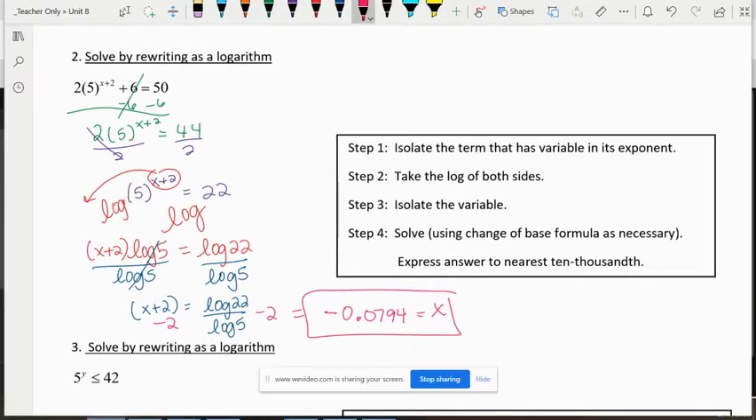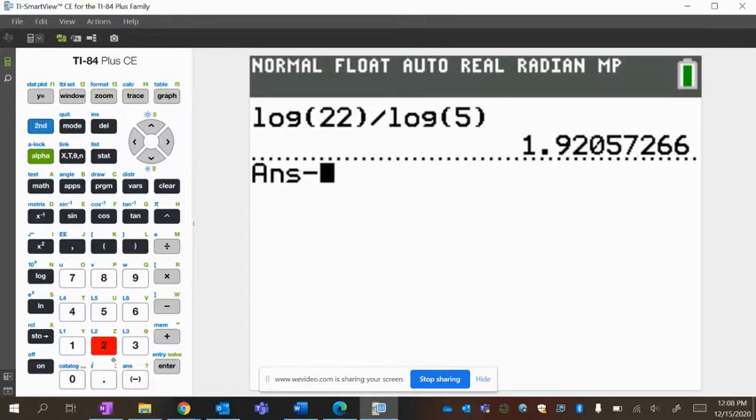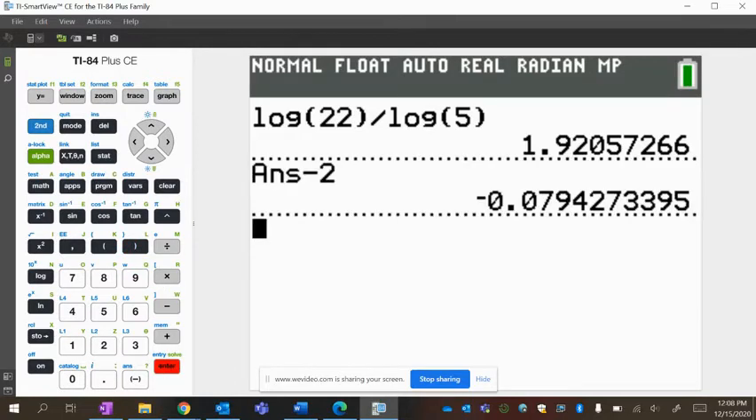Now let me show you this on your calculator. Again, you have your log button. So what I would do is log 22. You could do log 22, close your parentheses, log 5, then close your parentheses, and then I would subtract 2 after hitting enter. If you do it all at once, you are risking that your calculator is going to do something weird. So I would do step by step.